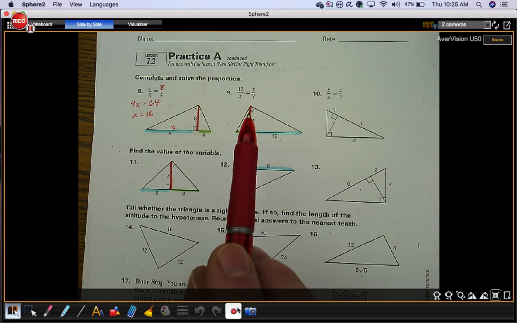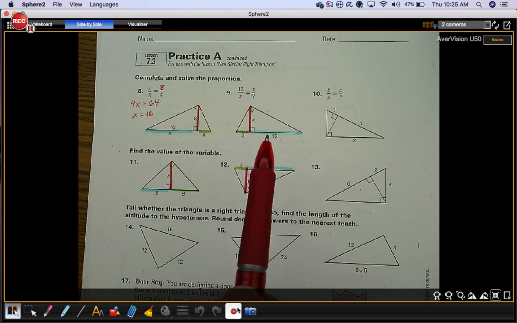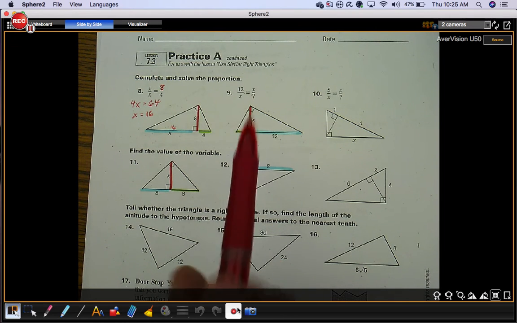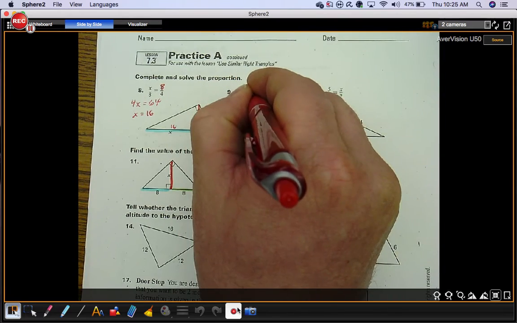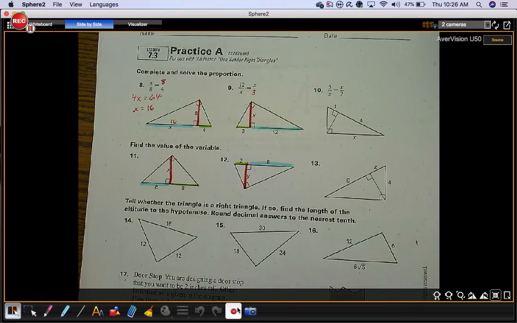Same type of deal. The red segment's the geometric mean of the other two pieces, green and blue. So x is the geometric mean of 12 and 3. So we completed the proportion. Now we need to solve.